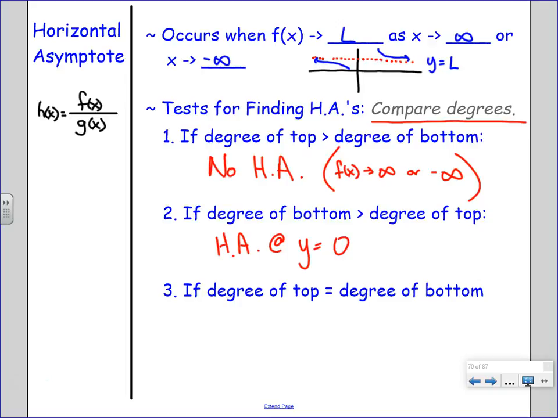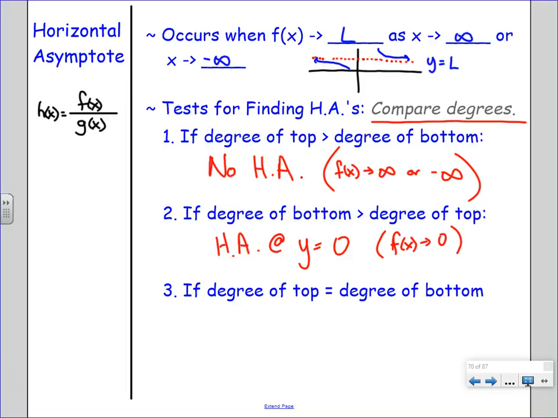That bottom keeps dividing, eating away, pulling it down to zero. Could be pulling it up, but either way, there's a horizontal asymptote at y equals 0, which means the answer to my question, as x goes to infinity or negative infinity, would be f of x is approaching 0.